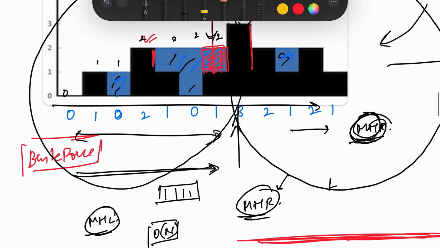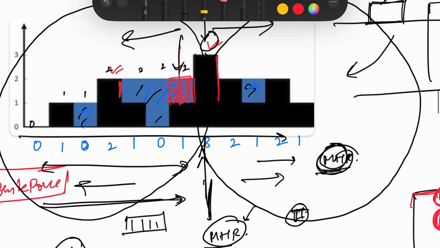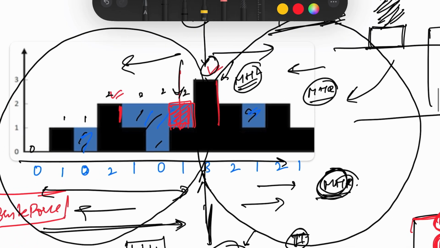The tallest tower we can directly calculate by doing one iteration. And after that, we can break our problem into this half and this half. And this half is also something like this. This height is already fixed. And this height we can say is the maximum height on the left side, and the maximum height on the right side we can calculate by doing one iteration from right to left. Okay. So I hope the concept is clear to you.